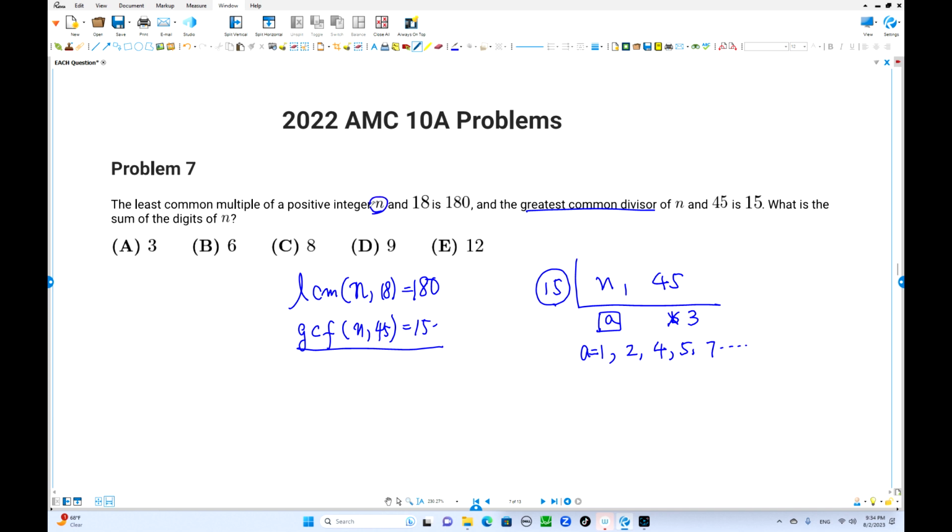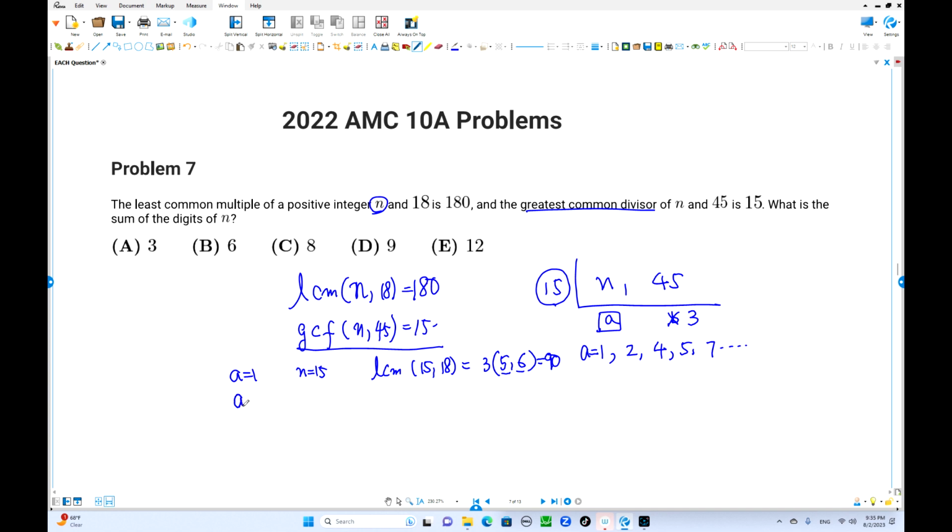What are these numbers? If a is 1, n is 15, right? So we find out whether the least common multiple is 180. Check it out. LCM of 15 and 18. This one equals what? 3 moves out, the common factor is out. Inside we have 5 and 6, which are relatively prime. When you multiply all these numbers, it equals what? 90. That is not equal to 180.